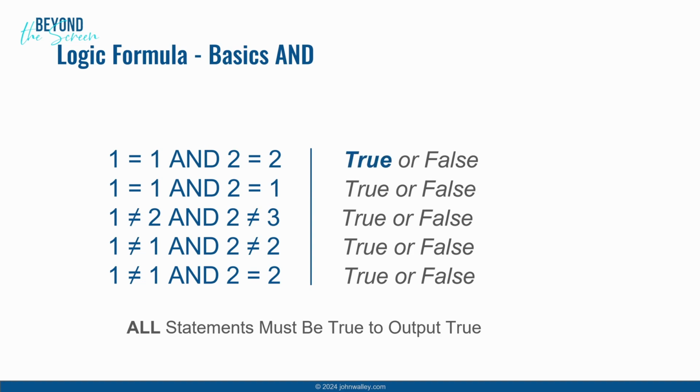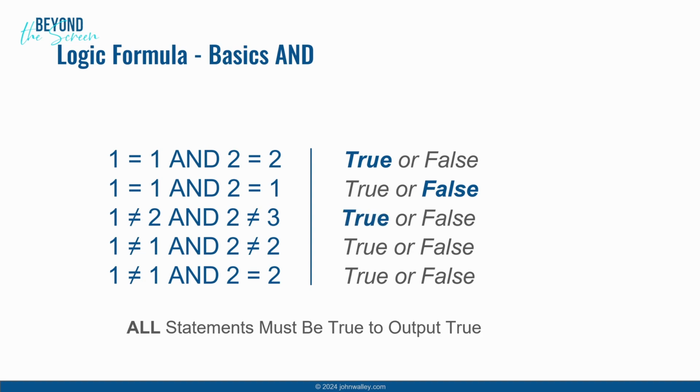In our second statement, we have 1 equals 1, which we know is true, and 2 equals 1, which we know is false. So even though we have a true statement here, because one of our statements is false, that makes the whole statement false. Now we can also use not operators. We're going to say 1 is not equal to 2, and we know that's a true statement. And 2 is not equal to 3, which we know is also a true statement. So in this situation, the overall condition is true.